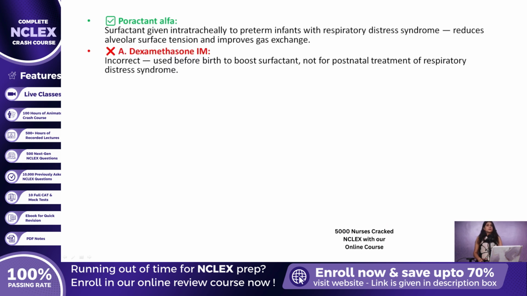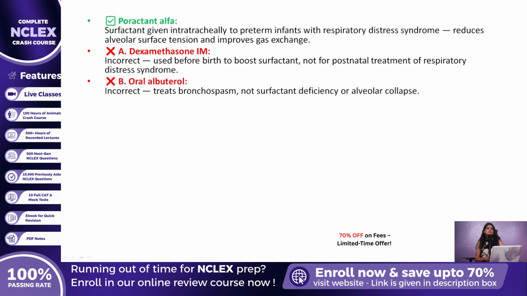Option A, dexamethasone, is given to mothers before preterm delivery to help accelerate fetal lung development. Once the baby is born, it is not the first-line treatment for RDS. In fact, using postnatal dexamethasone can pose neurodevelopmental risk, and its use is typically reserved for infants who develop chronic lung disease or remain ventilator-dependent long-term.